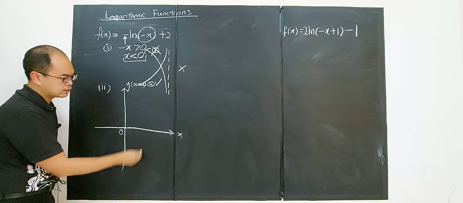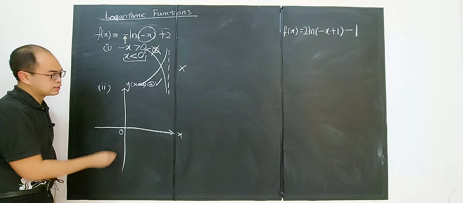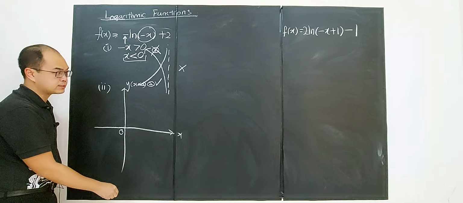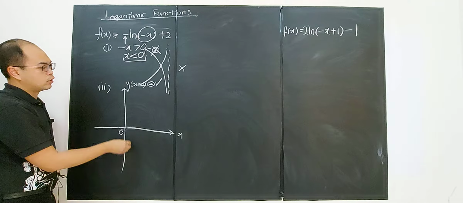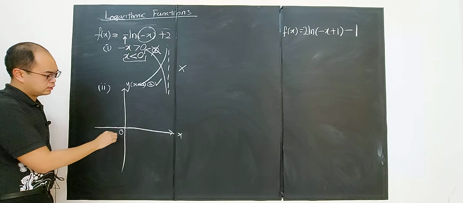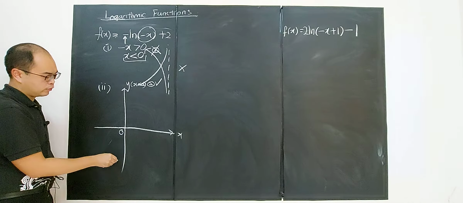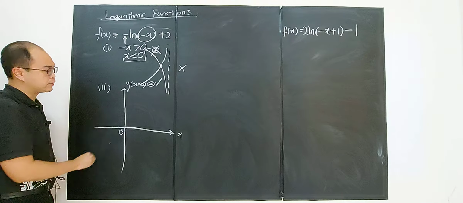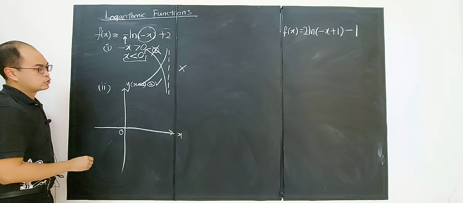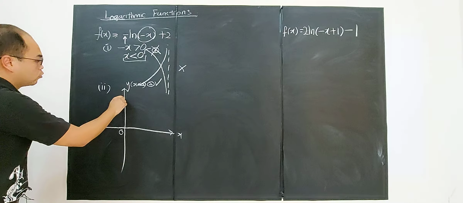X equals 1 is here. 2. X equals negative 1 is here. So x equals 0 is on the y-axis, which means the graph will be on the left of the y-axis, right? It's either going up or going down. Now you're going down because of the negative here, right? So before you know that, the graph will be moving this way.